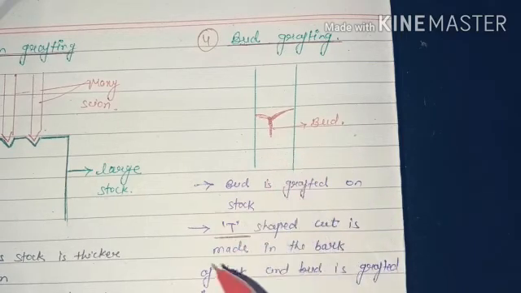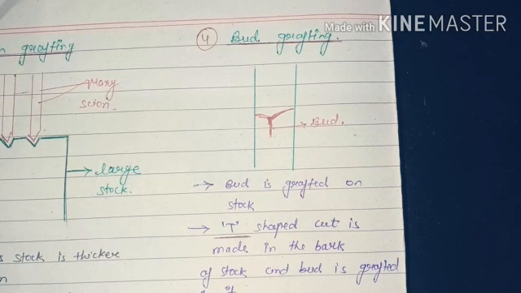So these are the types of artificial vegetative reproduction, that means where humans are involved.